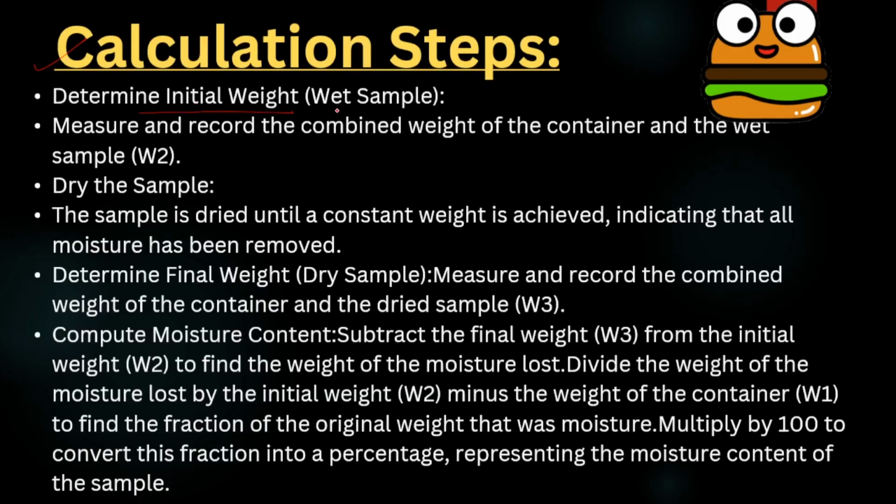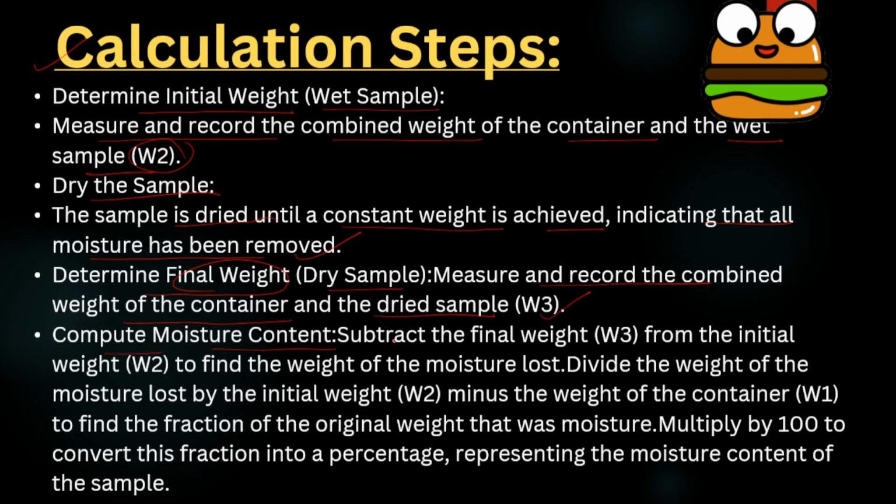Determine the initial weight, that is the wet sample, and measure and record the combined weight of the container and the wet sample, that is W2. Dry the sample. The sample is dried until a constant weight is achieved, indicating that all the moisture has been removed. Determine the final weight, that is the dry sample. Measure and record the combined weight of the container and the dried sample, that is W3.